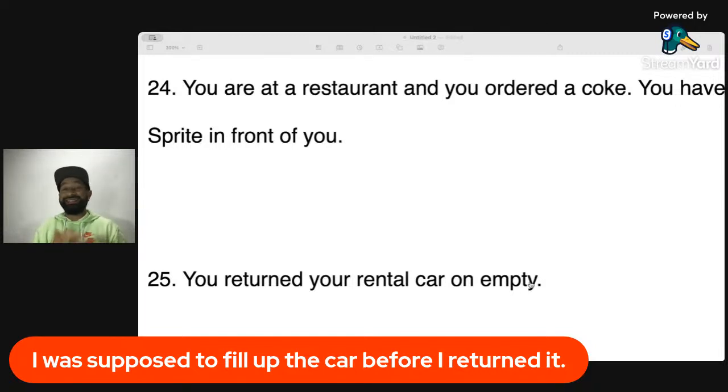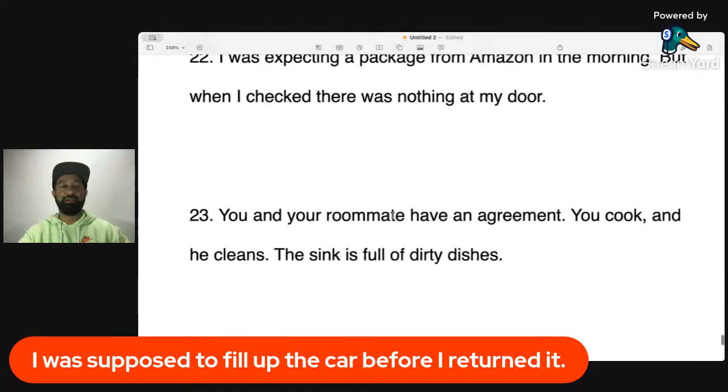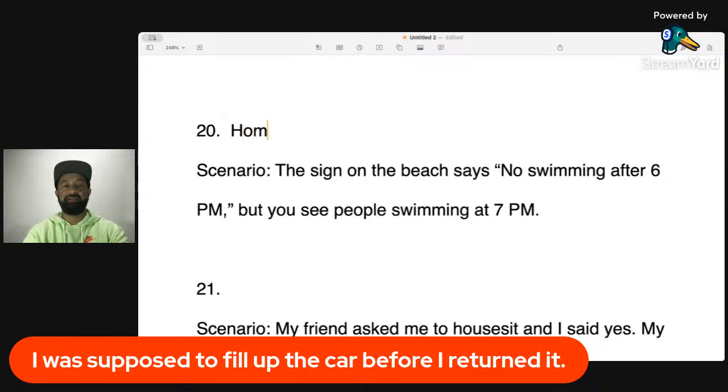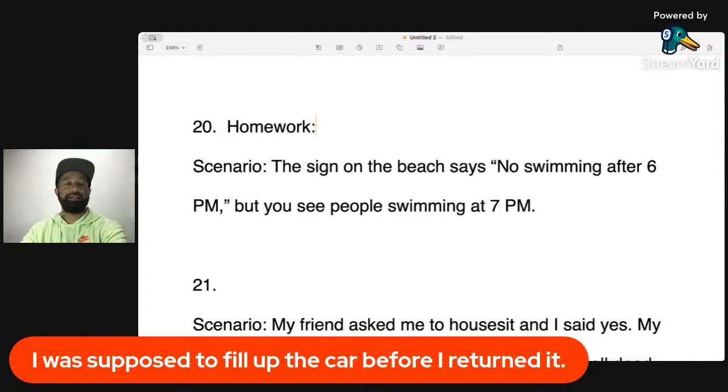Okay, this means I didn't fill up the car. I returned the car on empty. All right, so that means I didn't fill up the car. That means probably, not probably, definitely, I had to pay extra fee. Remember number 20. This one here is your homework.